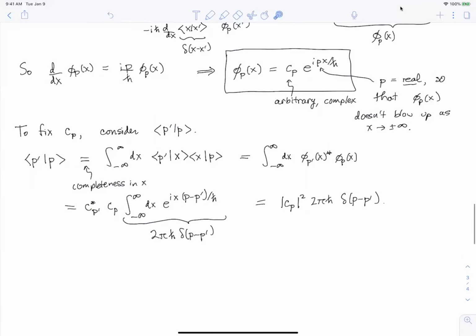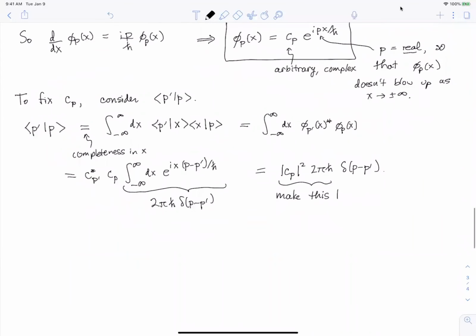Okay? So we want this thing to be this delta function. And so what we really want is for this factor right here to be 1. So we're going to make this 1 in order to have Dirac orthonormality. And so a solution to that is to say that C sub p is 1 over square root of 2 pi h bar.